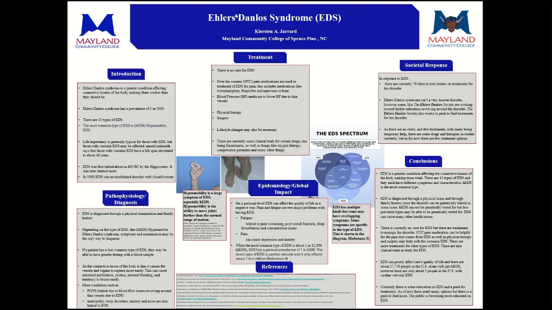The POTS disorder is when the heart rate and blood flow are affected when a person stands up. And all of those conditions are linked to EDS because of the thin connective tissues, which cause other issues within the body.